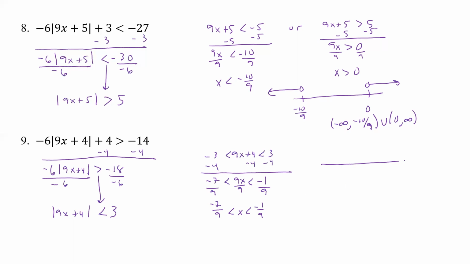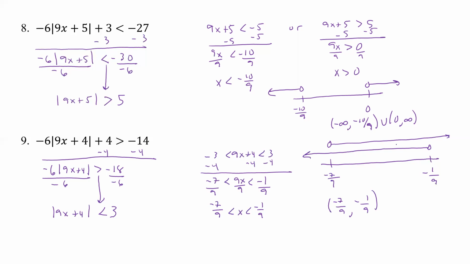And so if we draw that on our number line, negative 1 ninth will be here, negative 7 ninths will be here. So x is going to be greater than that one, but it's going to be less than this one. And they both have open circles because they're strictly less than, as they would look there. And so we're going to go from parenthesis negative 7 ninths up to negative 1 ninth. And both of them, again, parentheses, because we have those open circles.